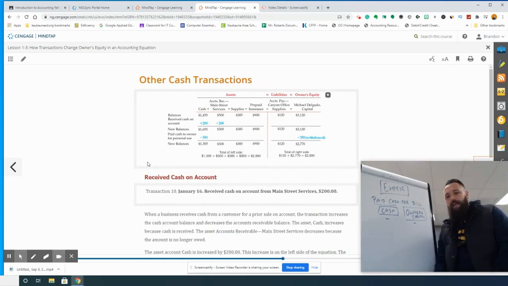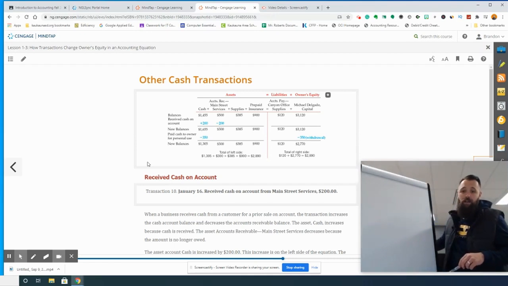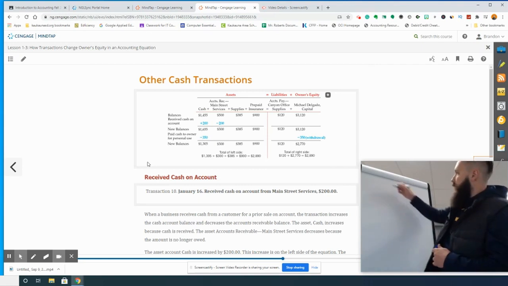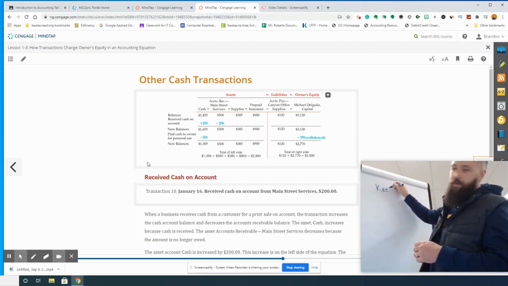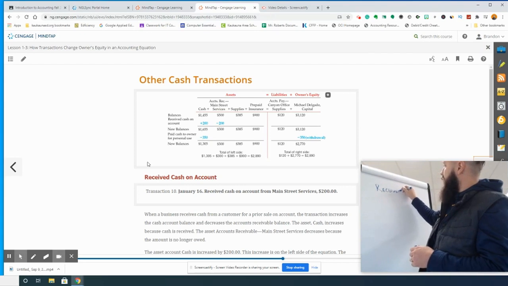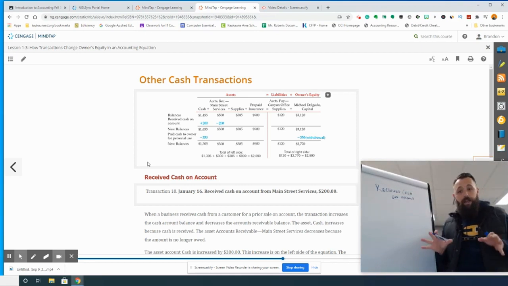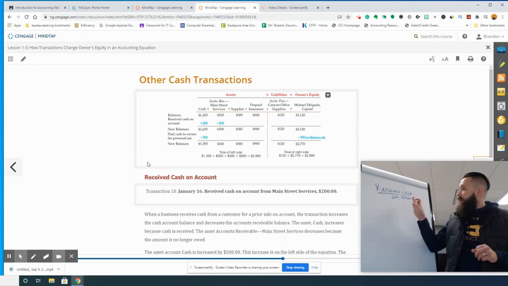And then here's some other cash transactions. And this gets, I don't want to say really difficult or anything, but once again, we're just adding more transactions here. So the first one is received cash on account. Let's write that here. Received cash on account. Okay, so breaking this down, I received cash, so you know cash is going to go up, and then on account, you're receiving cash on account.